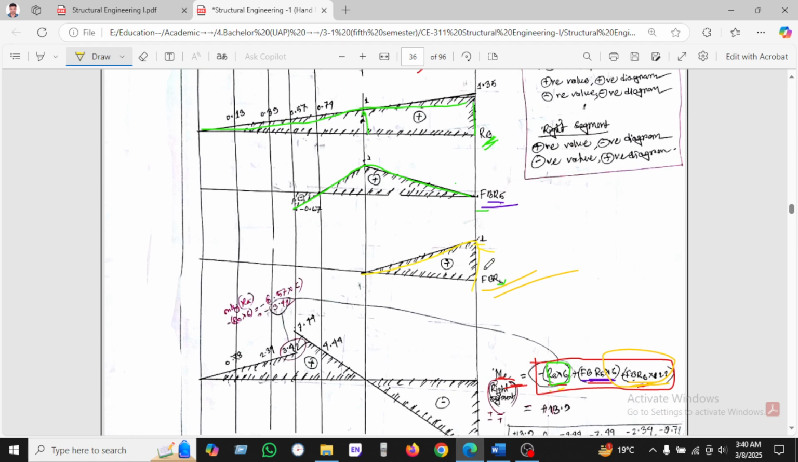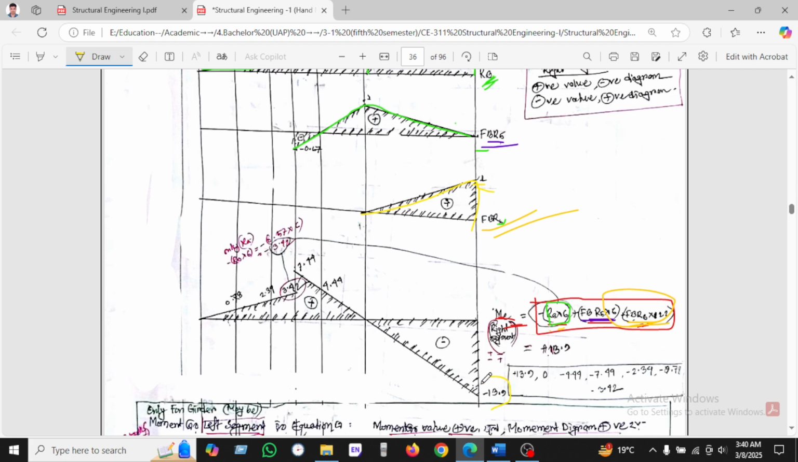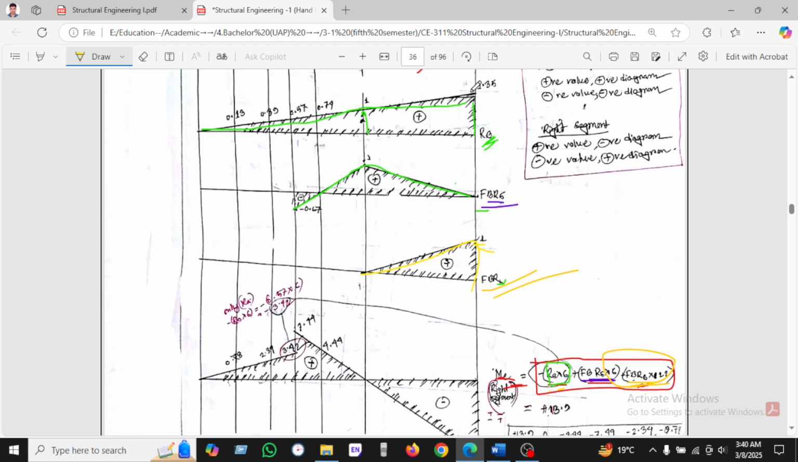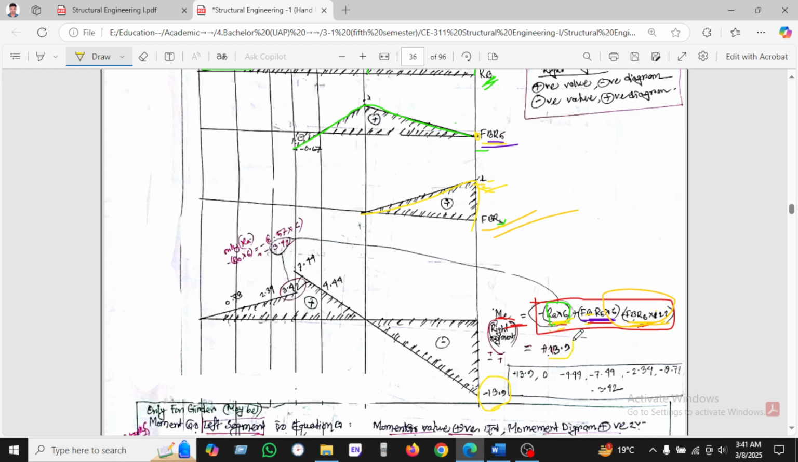So RB6 at first, if we calculate here 13.9, I will get minus RB into 6. As we know, RB is given 1.35 into 6 plus floor beam 5 into 6, 0 into 6, it will be 0. And floor beam 6 into 22, we know 1 into 22, and we will find positive 13.5, positive 13.5.